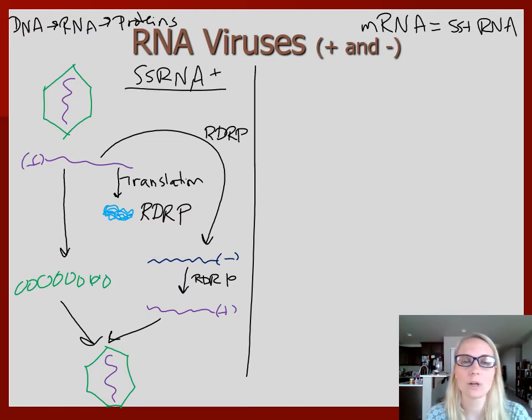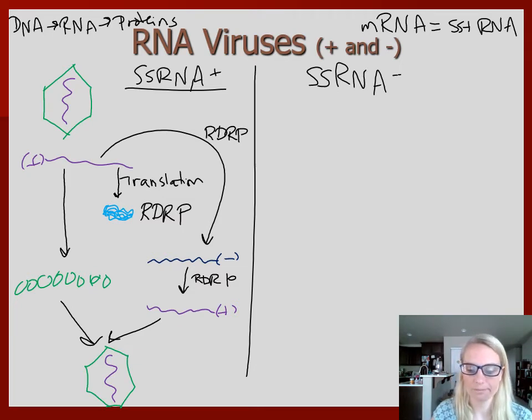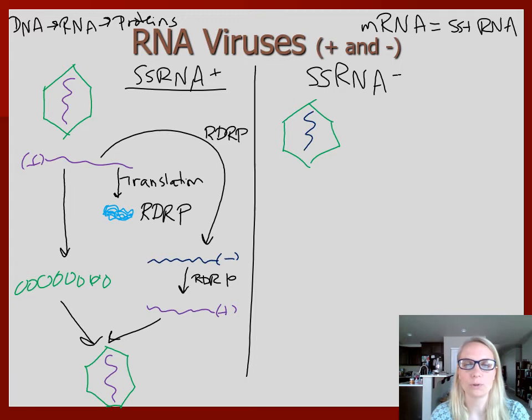So that was our single-stranded RNA positive. So now we're going to take a look at single-stranded RNA negative. How's that going to work? Well, let's see. These weirdy viruses. All right, so if this is a negative strand, it's going to be that dark blue. So it's a negative RNA. So negative strand RNA cannot land directly on the ribosome. So when it gets into the cell, this is what we have, a negative RNA strand.